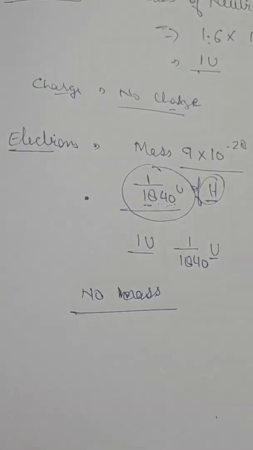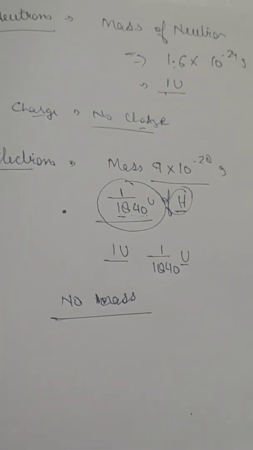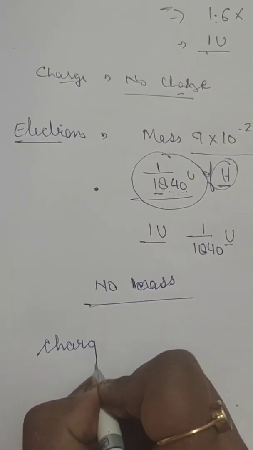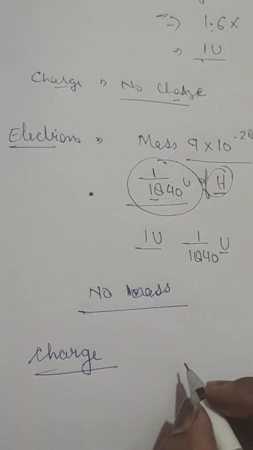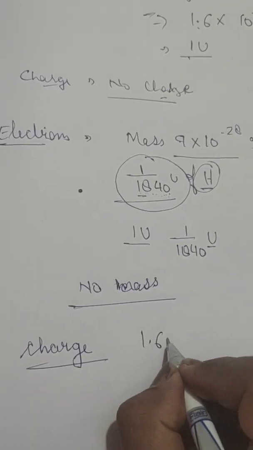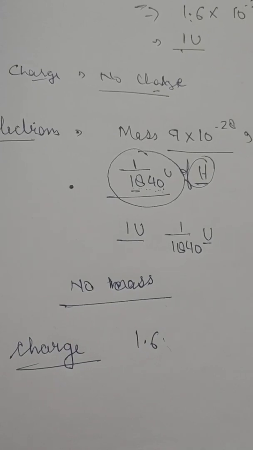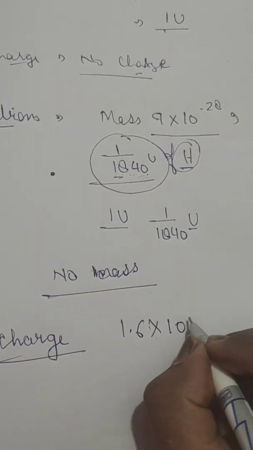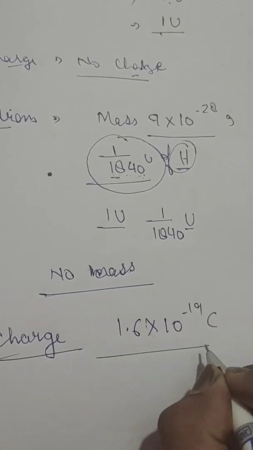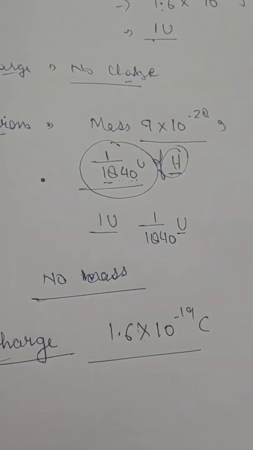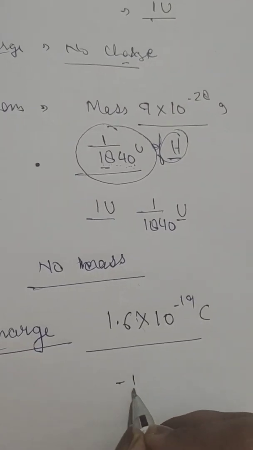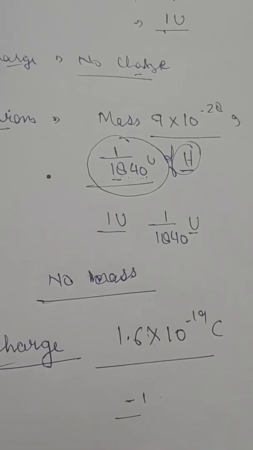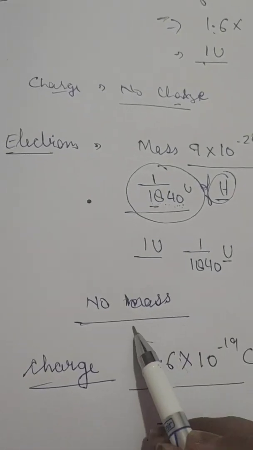We don't consider the mass of an electron, but we do consider its charge. The electron has 1.6 into 10 to the power minus 19 coulomb charge. This is a negative charge, so we take it as minus 1 charge of an electron. So the electron has negative charge, and it does not have any mass.